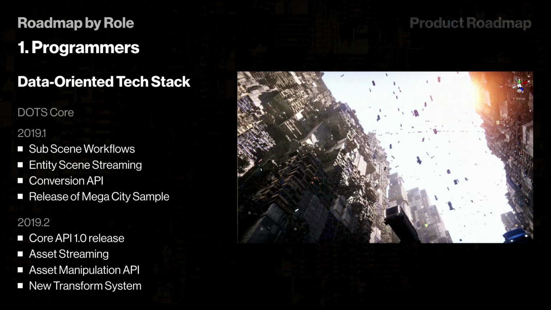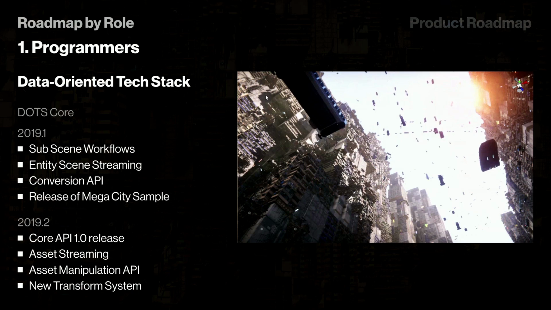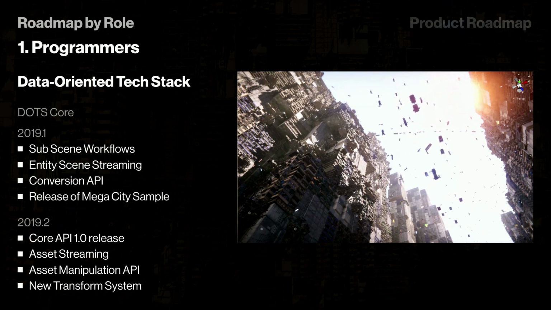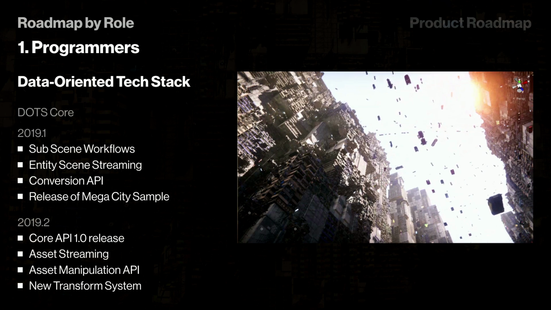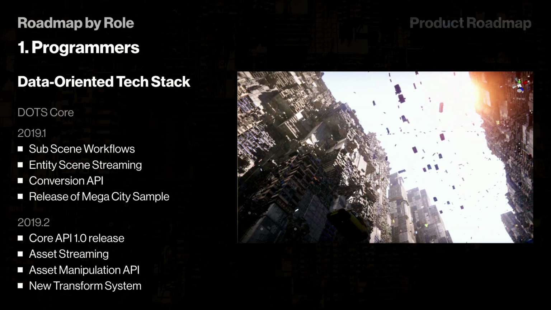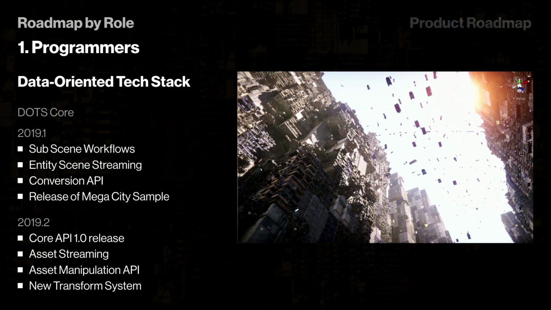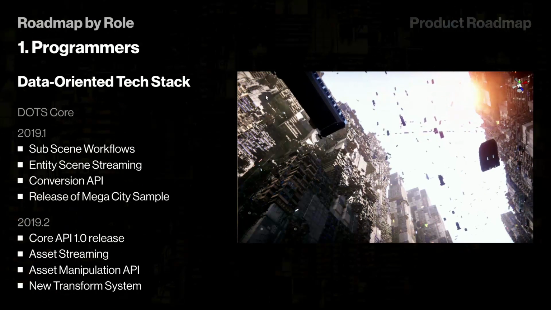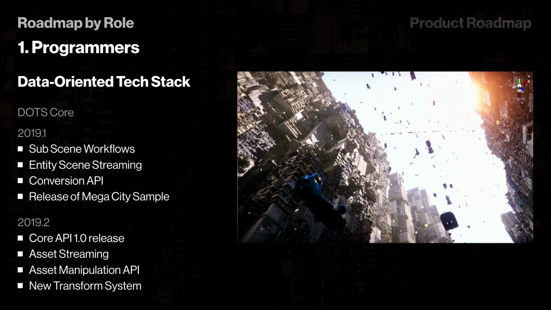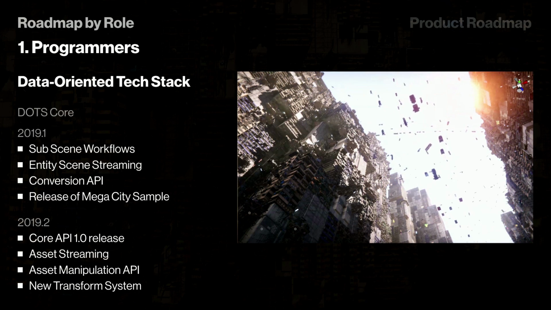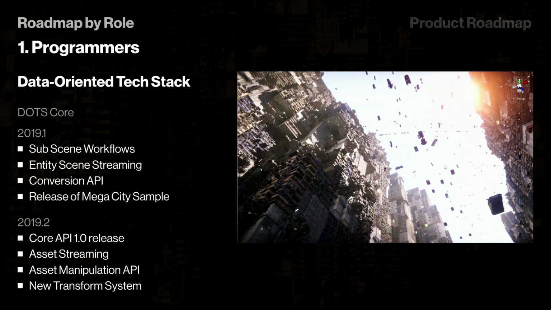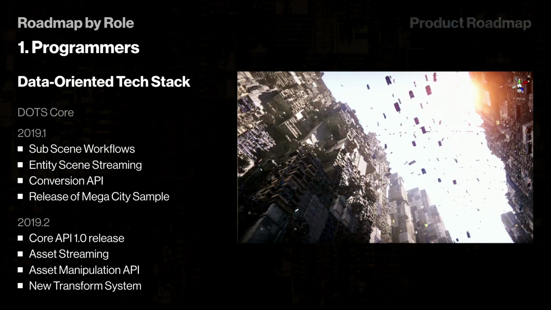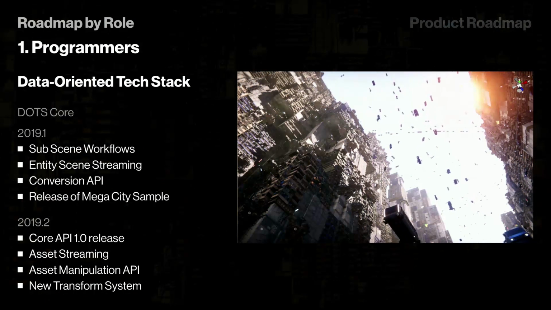Speaking of DOTS, the data-oriented tech stack. So let's talk about the DOTS core. In 2019.1, we have sub-scene workflows, entity scene streaming, and a conversion API. So what do those things mean? Well, basically, this is your bridge from the game object world into the entity world, which was required for using ECS, the Burst compiler, and all of those kind of things. So basically, we're providing a whole bunch of workflows in order to get you all of those performance benefits that we've been telling you about for so long at this point. And we're releasing the MegaCity sample that we showed you in order to allow you to see how all of those features work. So look out for that.